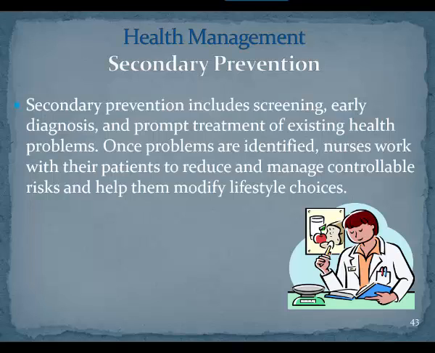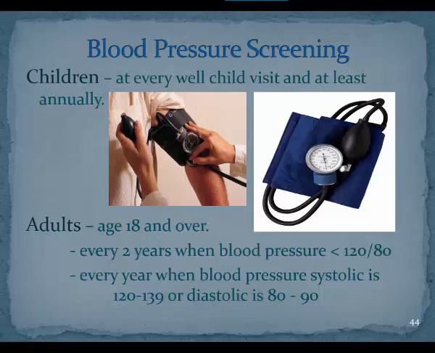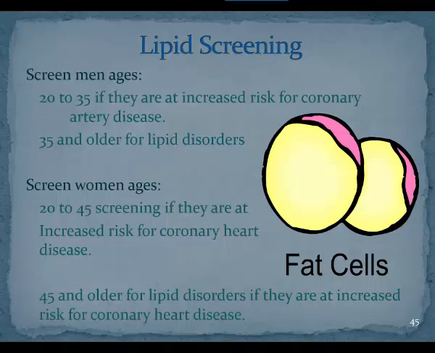Secondary prevention includes screening, early diagnosis, and prompt treatment of existing or suspected health problems. Once problems are identified, nurses work with their patients to reduce and manage controllable risks and help them modify lifestyle choices. An example of secondary prevention is blood pressure screening, and another example is lipid screening.